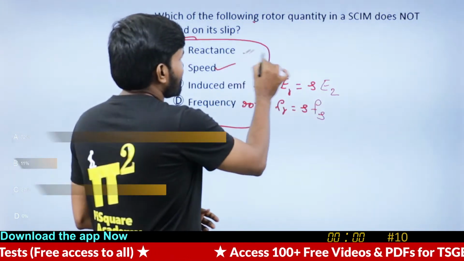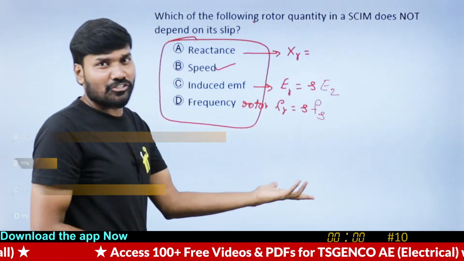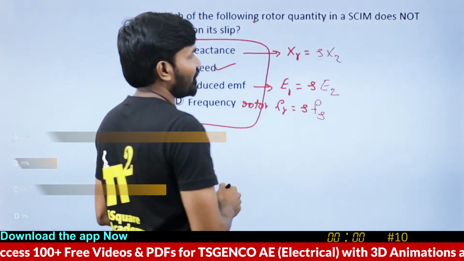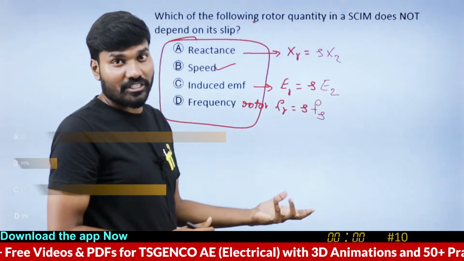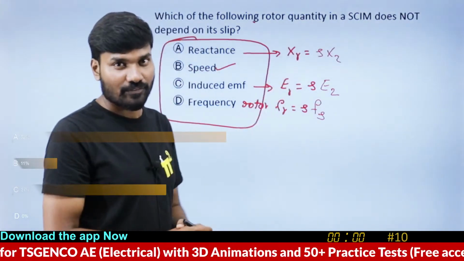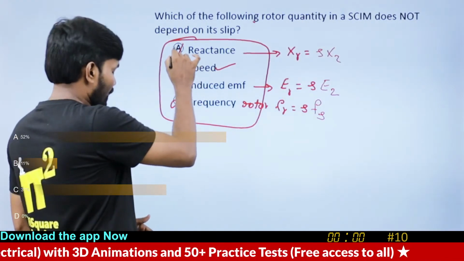And reactance XR, as the frequency is changing, rotor reactance also will change. Rotor inductance may not change, but the reactance is a function of frequency. Frequency changes, this also changes. So these three are not the right answers.